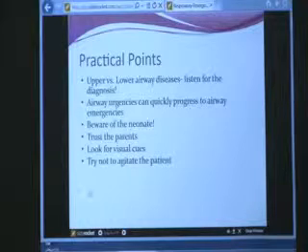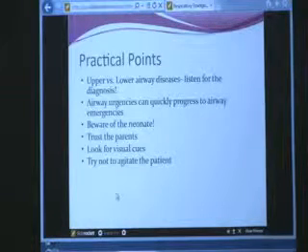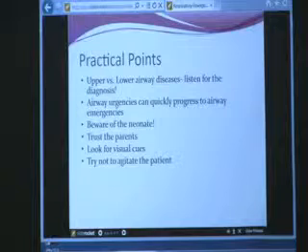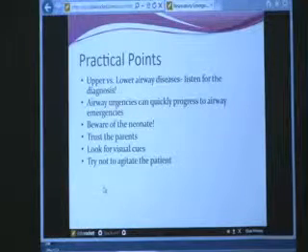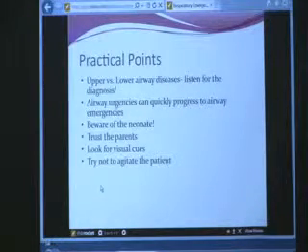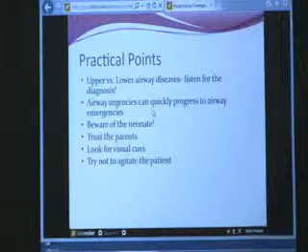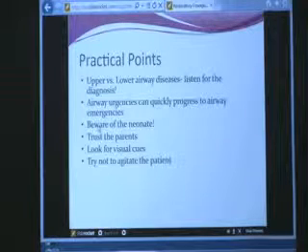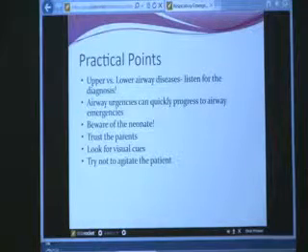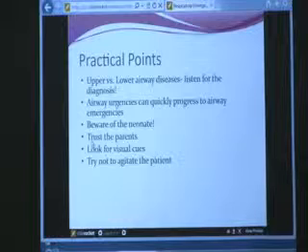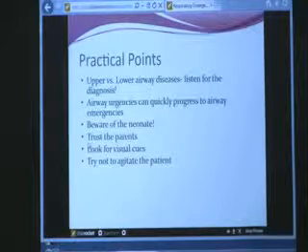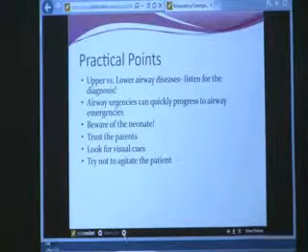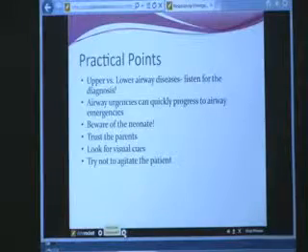So, just some practical points. You want to listen with your auscultatory exam. That helps you diagnose upper versus lower airway disease. Sometimes you don't even need your stethoscope for croup or grunting. Airway urgencies can quickly progress to airway emergencies, and just beware of the neonates. The neonates are probably the one patient that scares us all, because they can look well one minute and the next minute get really, really sick. Trust your parents, look at your patient, see how they're breathing, what they're doing, what they look like, and then try not to agitate the patient if you think they have a respiratory emergency.